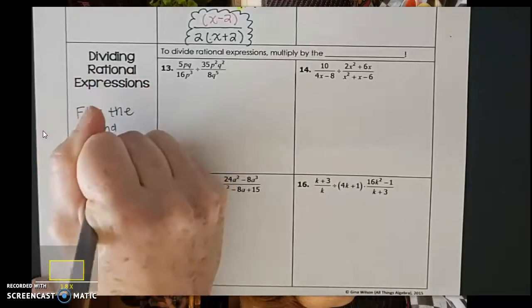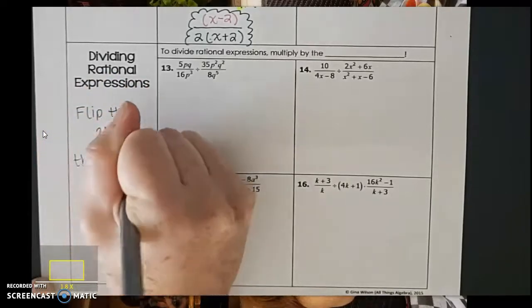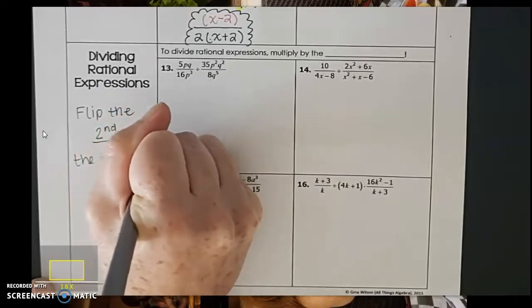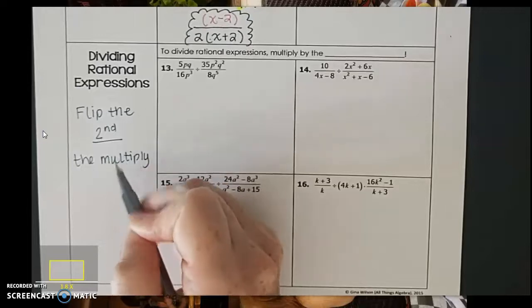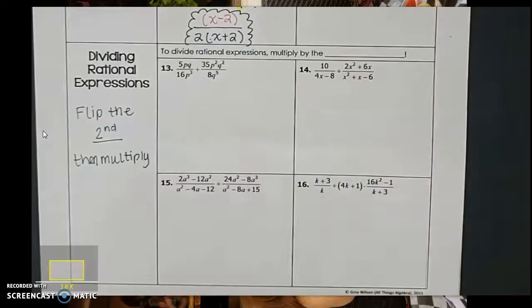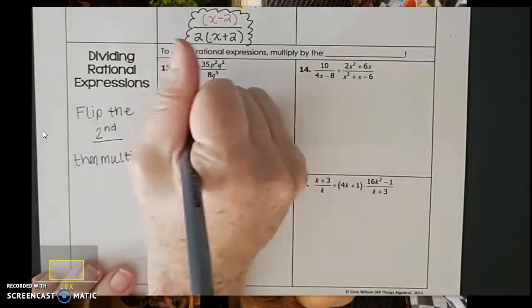Now, important, you want to do flip the second, then multiply. So before we factor, before we do anything, we flip the second, turn it into multiplication. So that's the very first thing we have to do. So for number 13, it becomes 5pq.